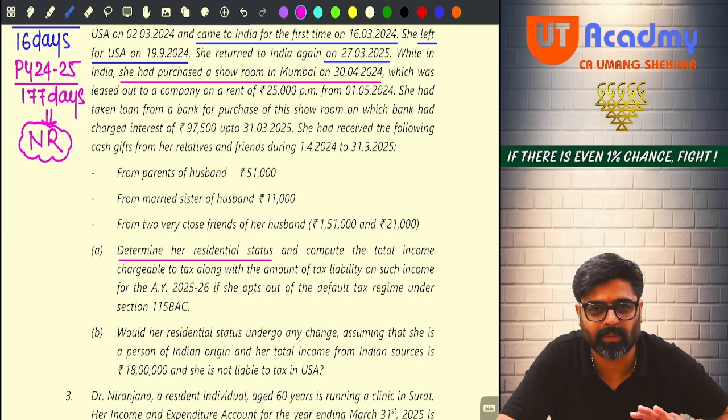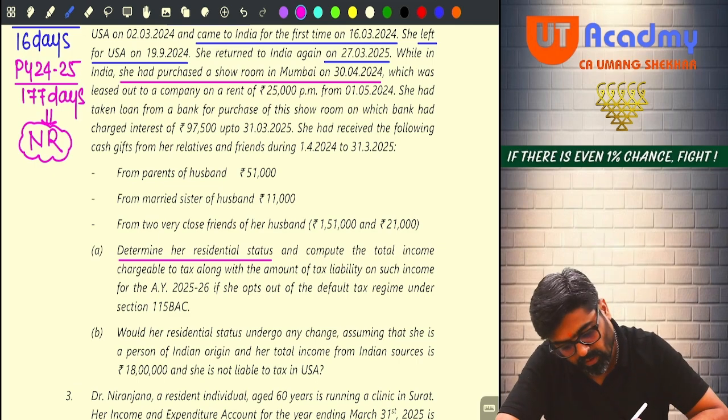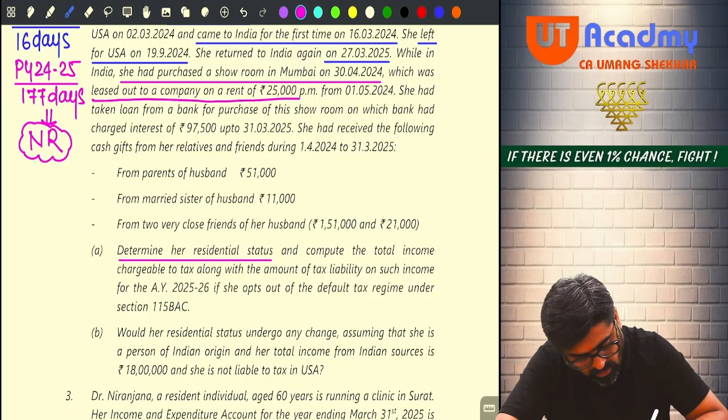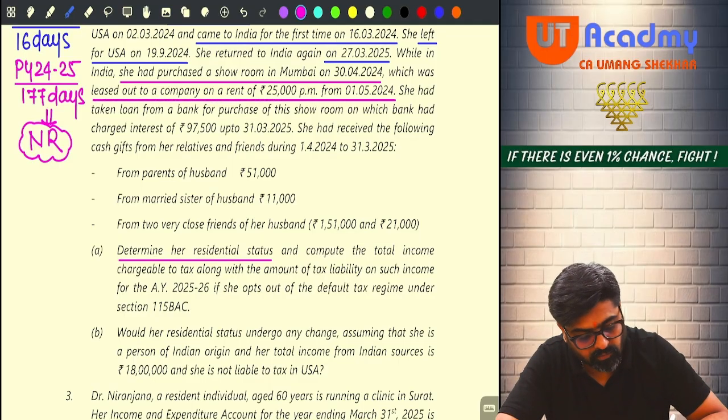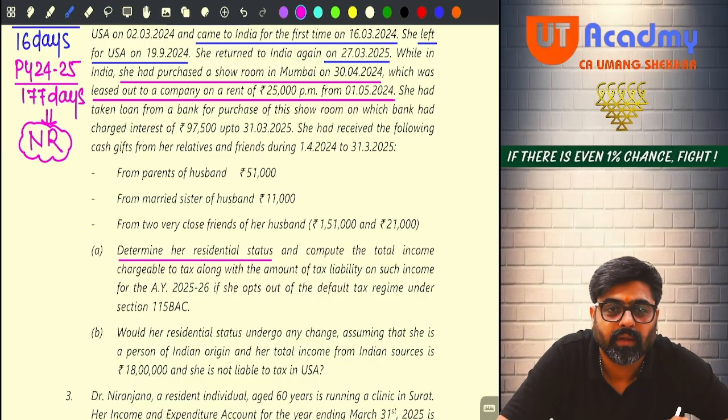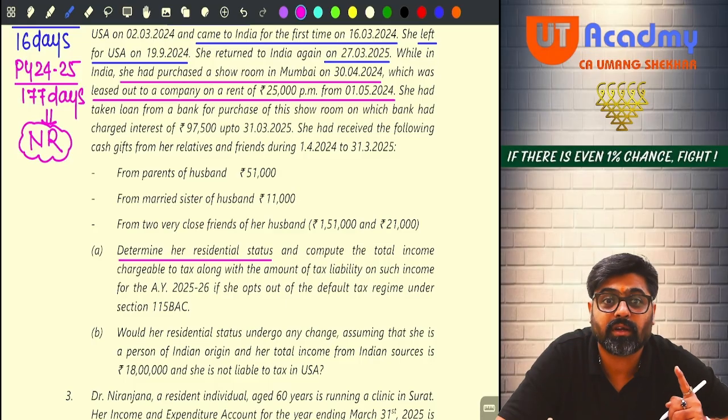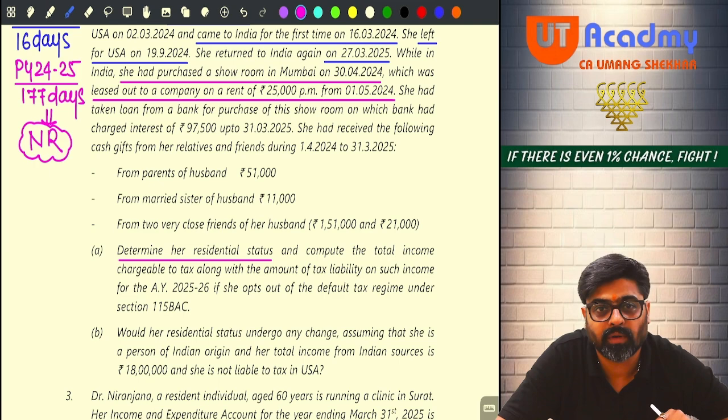Commercial property means a house property in India, which was leased out to a company on a rent of 25,000 per month from 1st April 2024. Can I say this is her let out property in India? LOP in India. Now from this LOP, she is earning 25,000 rent starting from which month? May. So how much is the let out period? 11 months only. 11 months, 25,000 will be 2,25,000.